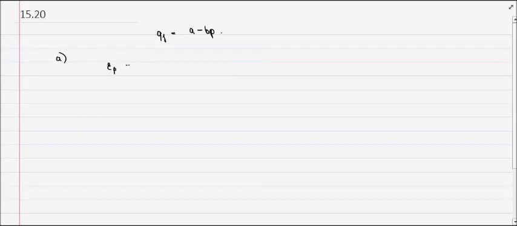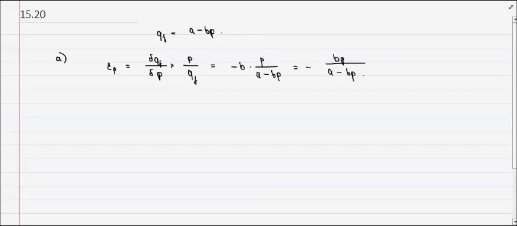The price elasticity of demand is found by using the formula epsilon equal to the change in Q given the change in P times P divided by Q, which is QF in this case. Given Q equal to A minus BP, if you differentiate Q with respect to P, you will get negative B, times P divided by QF, and QF is just A minus BP. So that is just negative BP divided by A minus BP, which is what the question is asking you to prove.